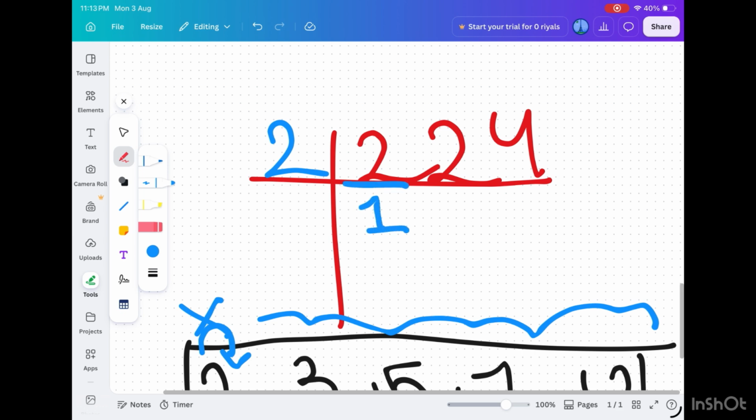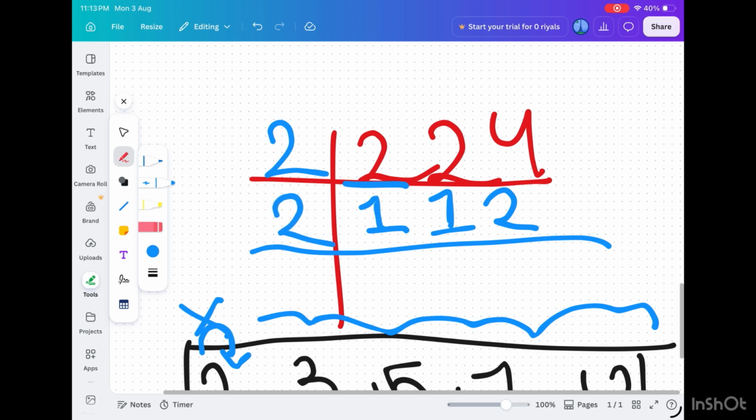So does 2 come in table 2? Yes. 2 times 1 is 2. 2 times 2 is 4. Now we have 1, 1, 2. Now we're going to use the 2 table again.